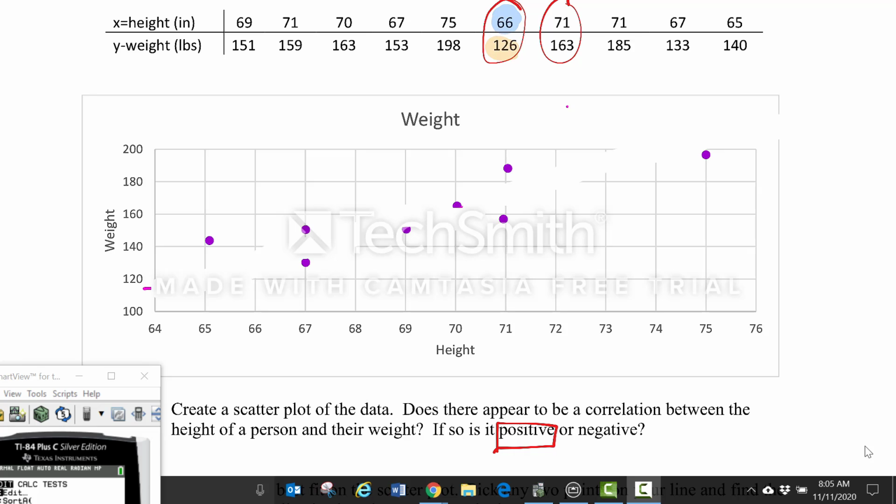We want to create a scatter plot of the data. Does there appear to be a correlation between the height of a person and their weight? Yes. If so, is it positive or negative? I'm saying positive. Why? Because the slope is up. As the x increases, so does the y.